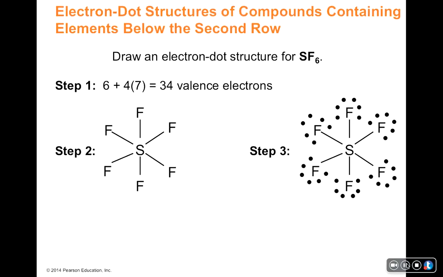So you can see in step 3 you've got 8 around each of the fluorine atoms. But if you look at the sulfur atom in the middle, it has 4, 6, 8, 10, 12 electrons around itself. This does happen in those higher atomic number elements. And we talked about this briefly last chapter, but here you're seeing more example of it.